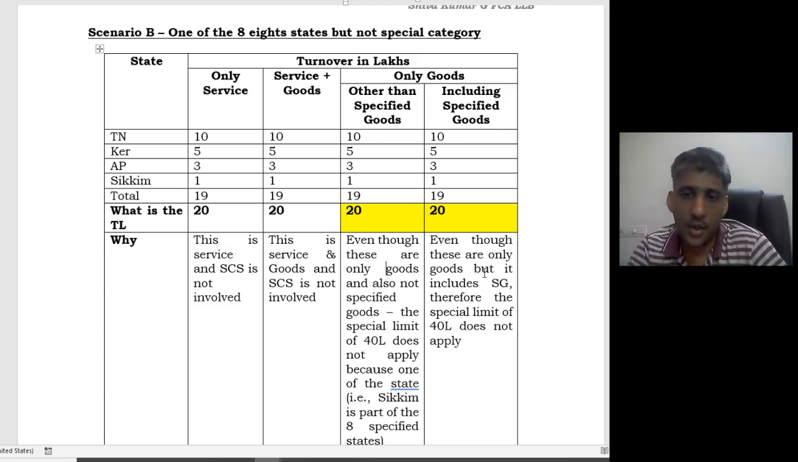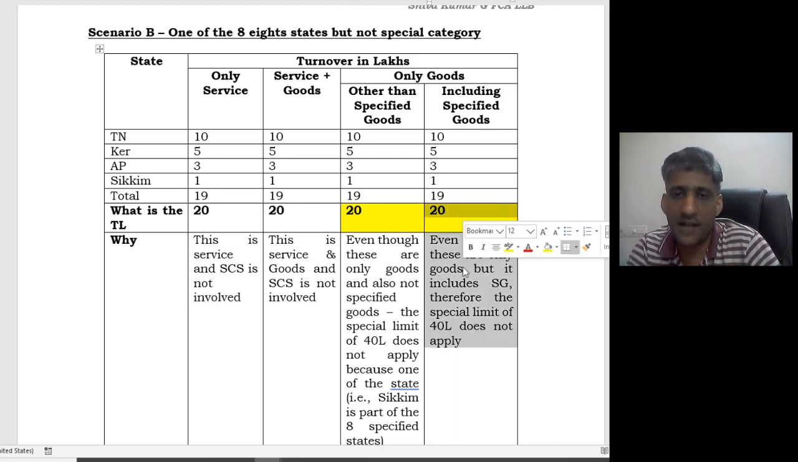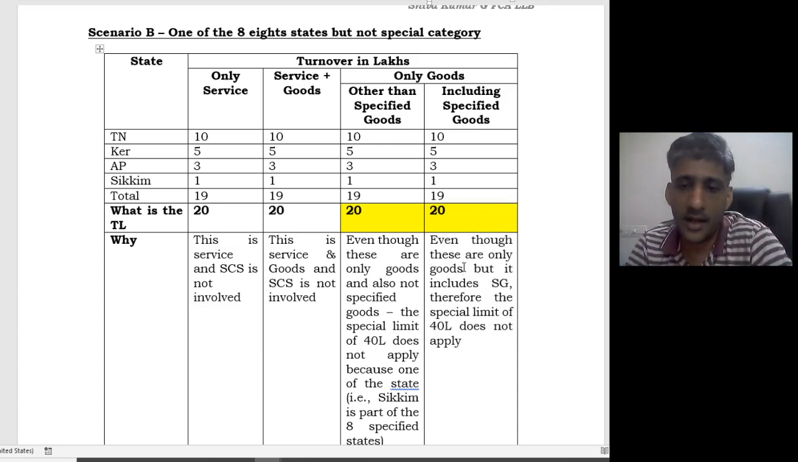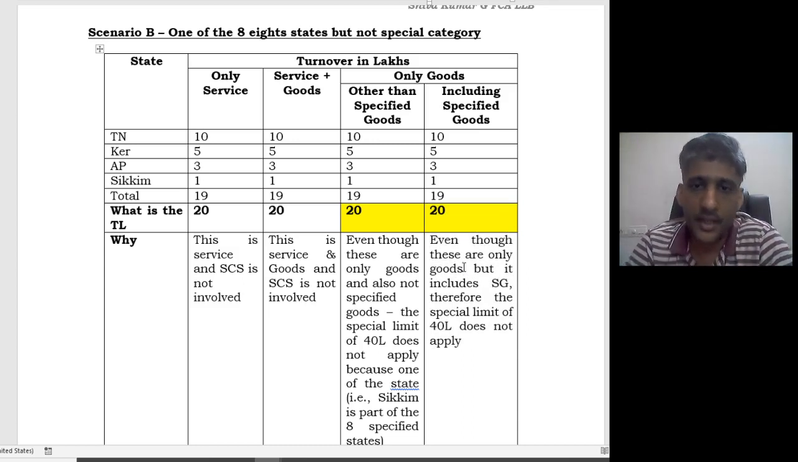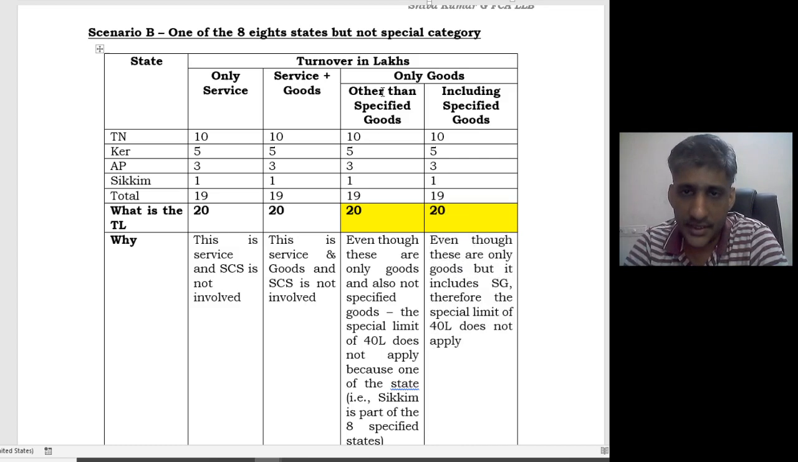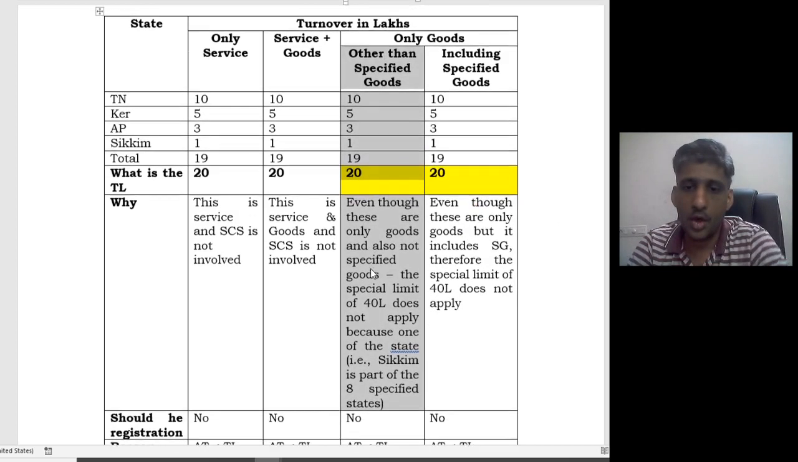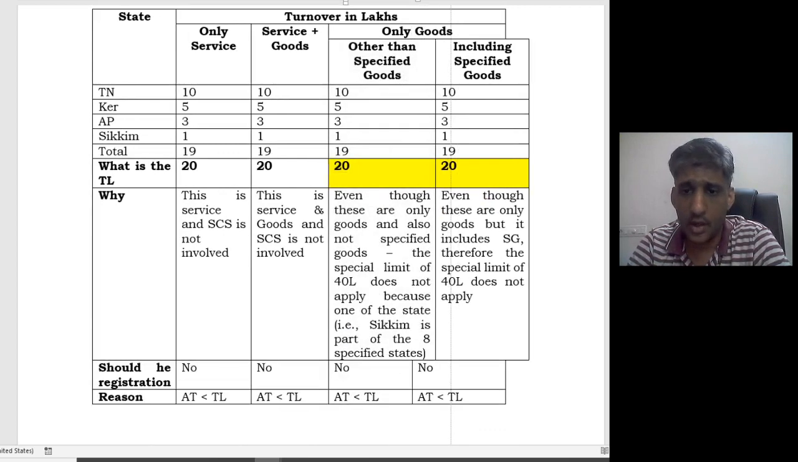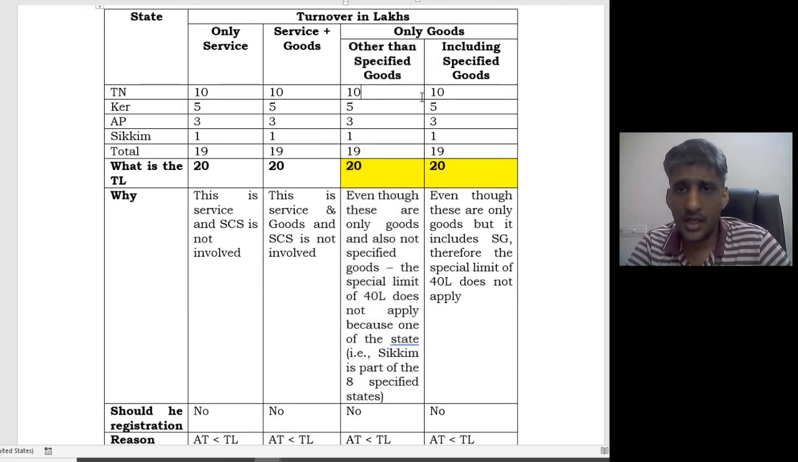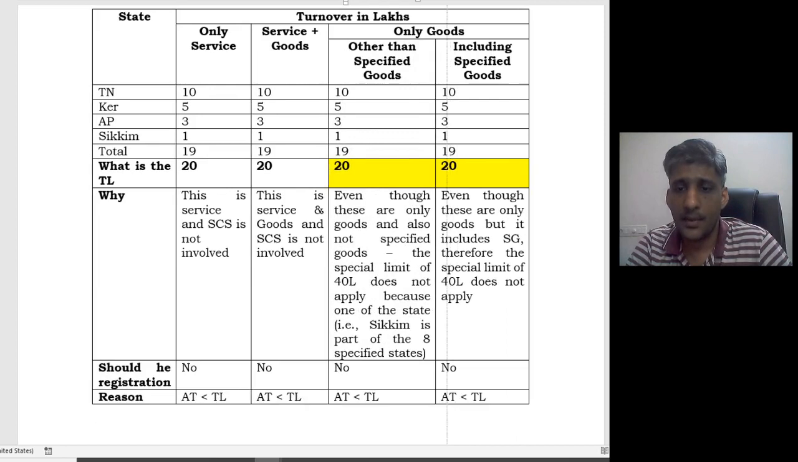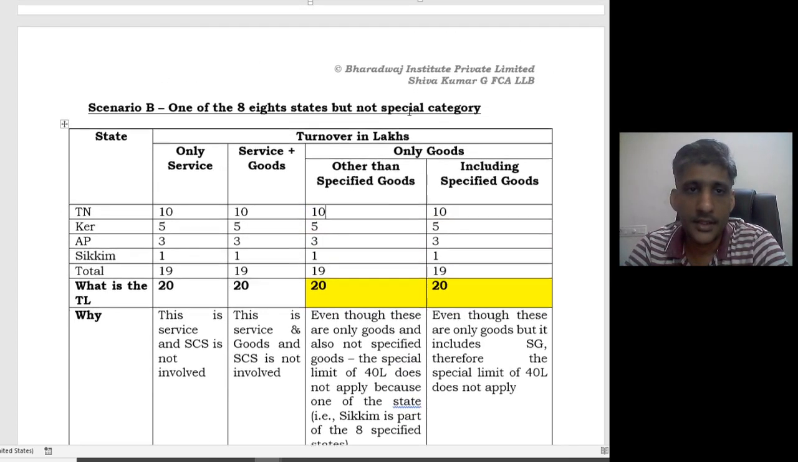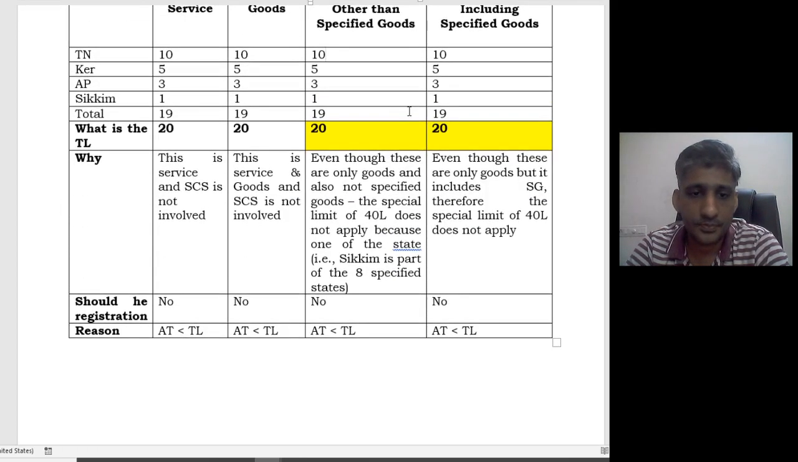Again here, even though these are only goods, in this scenario it doesn't change, it doesn't matter if it is Sikkim or not Sikkim, because it is a special category good, that is tobacco etc., it will not be 40 lakh. So in this third scenario, it is not special category goods, but still it is not applicable because one of the states is Sikkim, that is part of the 8 states for which this 40 lakh limit does not apply. Okay, this is scenario B.